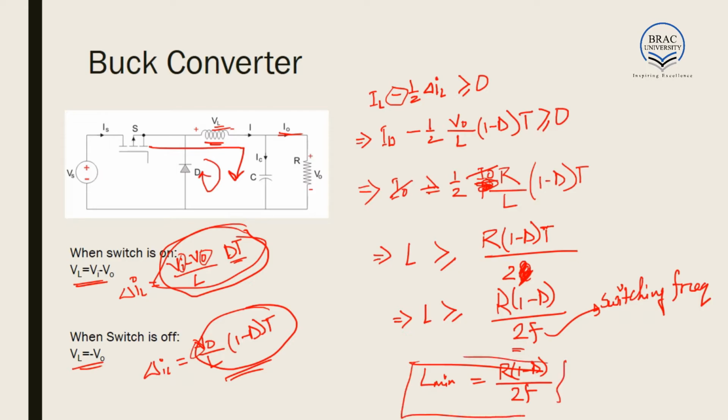So using this expression over here, we can actually determine the minimum value of inductor that will be required for this buck converter to operate. We can use an inductor of a greater value than this, no problem, but we cannot use an inductor which has a value lesser than this.